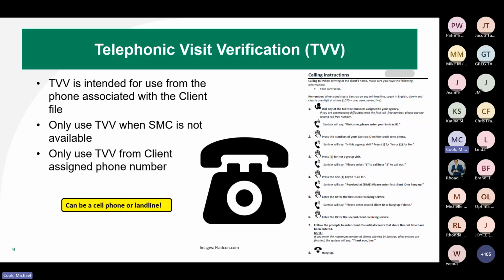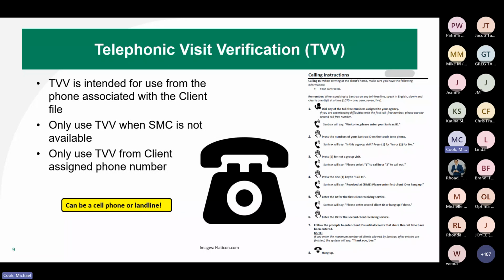We're going to start by talking about telephonic visit verification. This is intended for use from the phone associated with the client file. So again, getting back to what we talked about a few minutes ago, this is why it's key that if a member happens to have more than one phone number or whatever phone number they're using, make sure that that number is reflected on their member file.